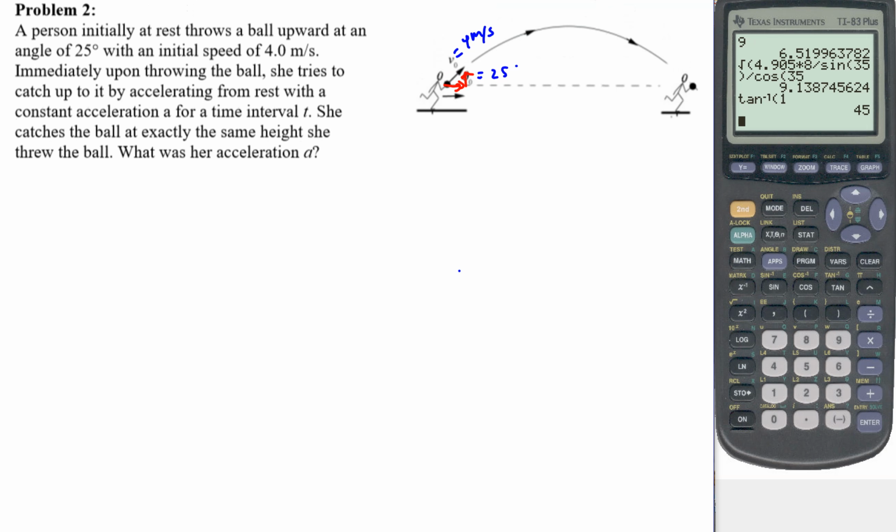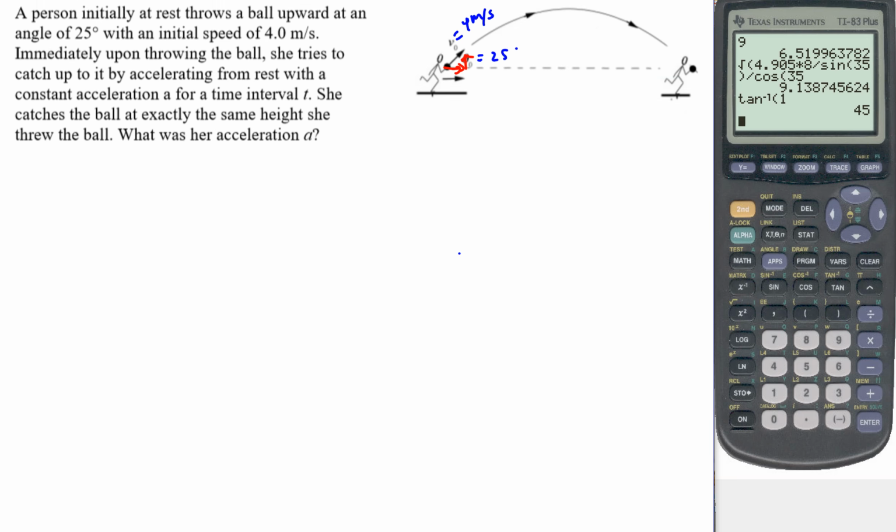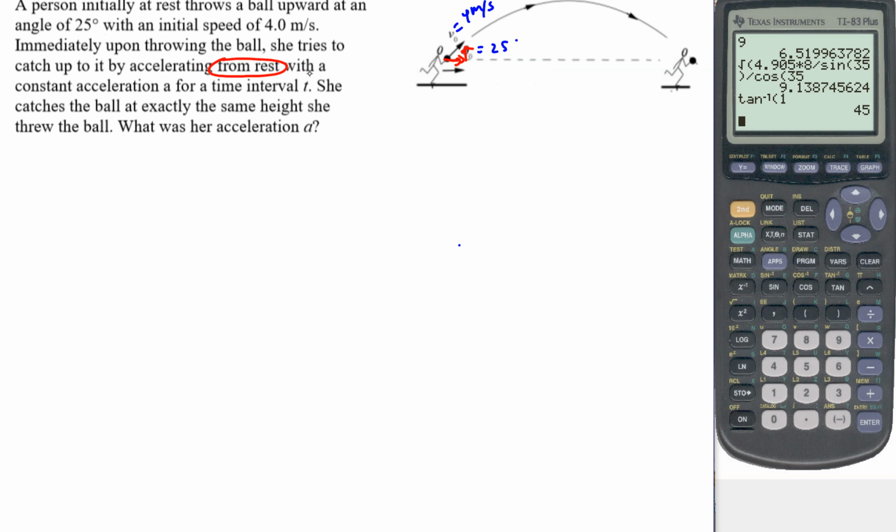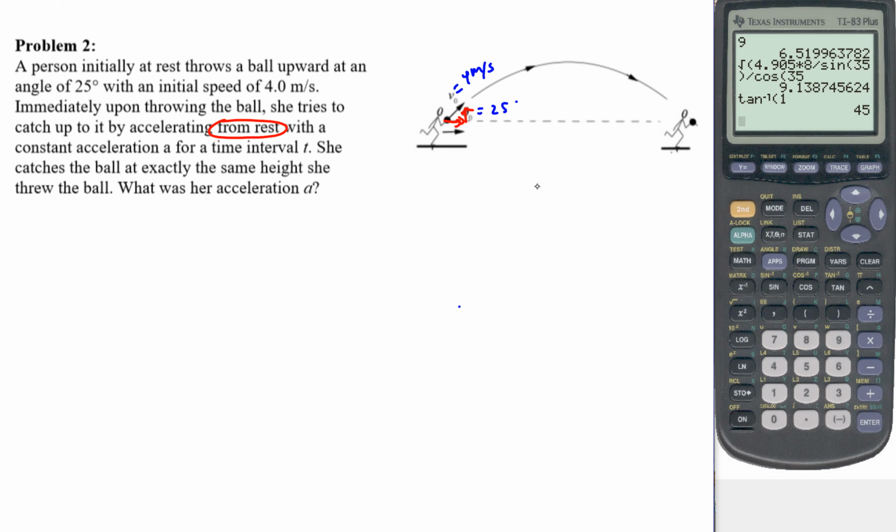All right. Let's see. Immediately upon throwing the ball, she tries to catch up to it by accelerating from rest. Ooh, from rest. Her VI is 0. With a constant acceleration for a time t. She catches the ball at exactly the same height as she threw it. What is her acceleration? If you don't have the instinct, here's how you need to start.